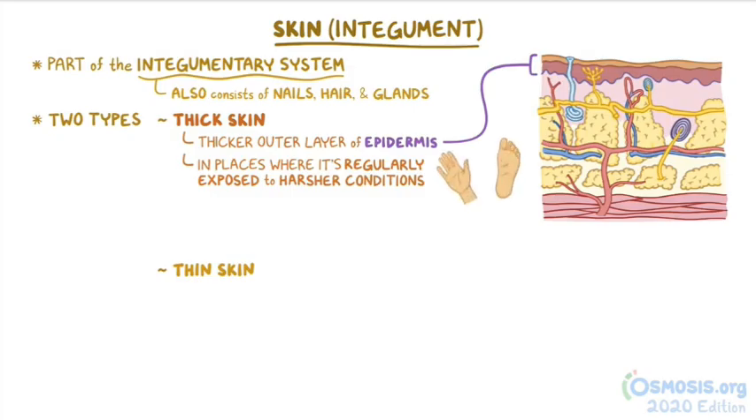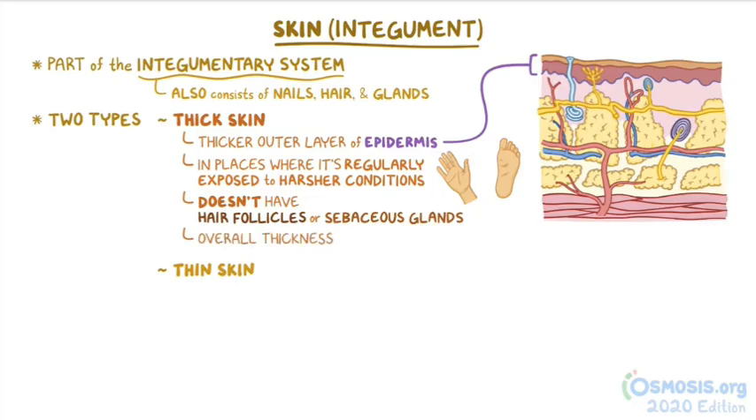Thick skin can also be differentiated from thin skin because it doesn't have hair follicles or oil-producing glands called sebaceous glands. It does still contain sweat glands, though. The overall thickness is often more than 5 millimeters, whereas thin skin is typically only between 1 to 2 millimeters thick.